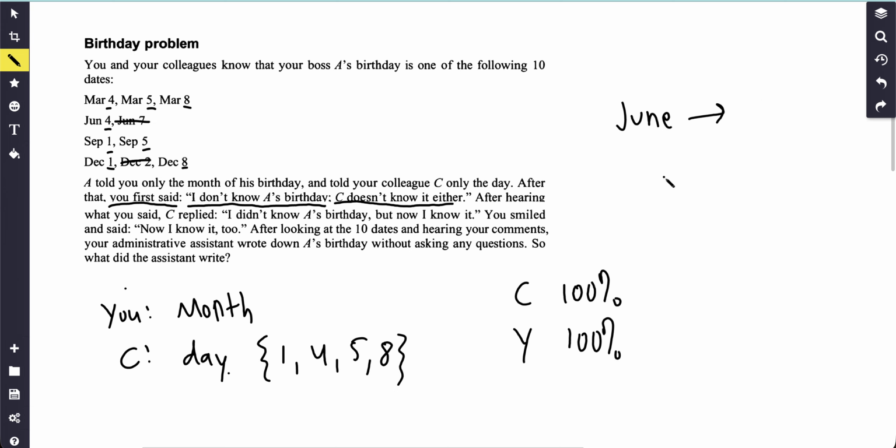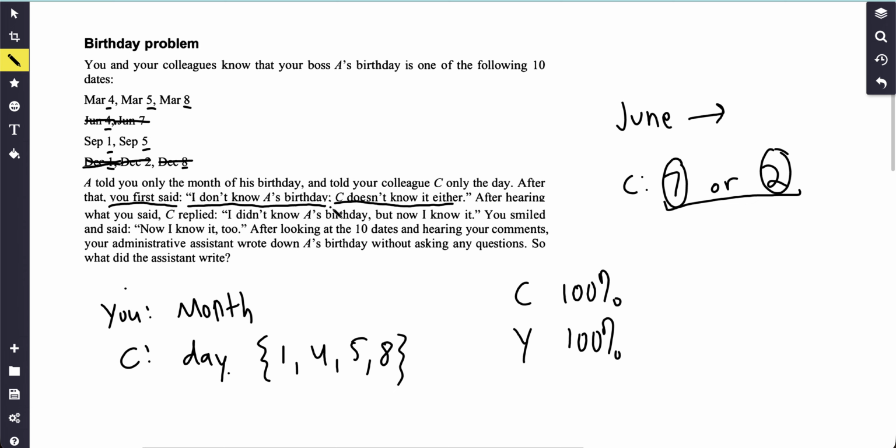C could not have been told 7 or 2, right? C could not have been told any of these two numbers. So therefore, if you know C doesn't know it and you don't know it, then both statements have to be 100% true. So it cannot possibly be a month that includes the two dates that C could not have been told, right? Otherwise, you would not be 100% sure. So it cannot be June and it cannot be December. And from there, we can continue.